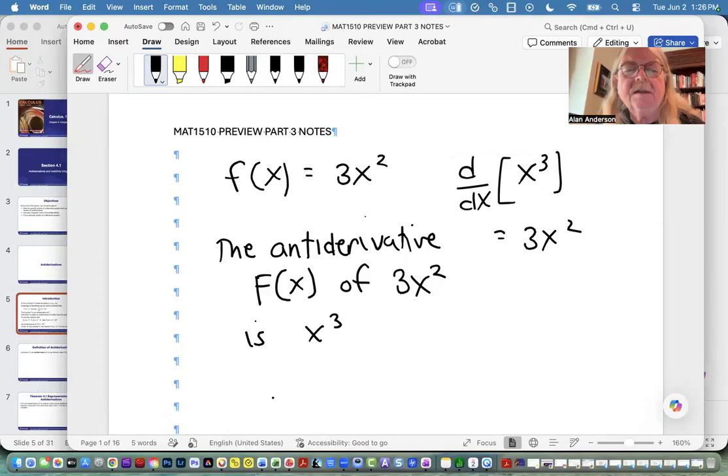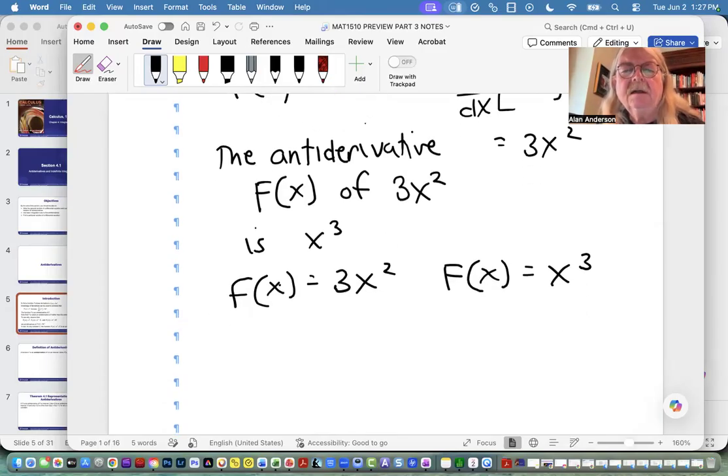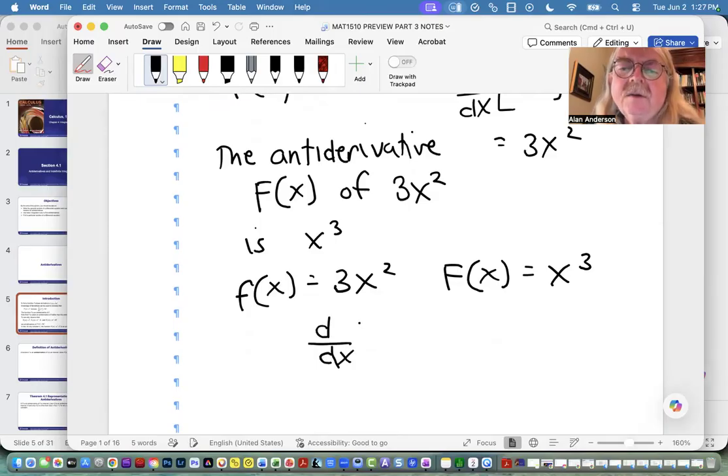All right. So in other words, f of x is 3x squared, lowercase f. Capital F of x is x cubed. I've got to be careful here to make sure that lowercase f's are distinguishable from the uppercase F's. So if our original function is f of x equals 3x squared, the antiderivative of 3x squared is x cubed because the derivative of x cubed brings us back to our original function, f of x.